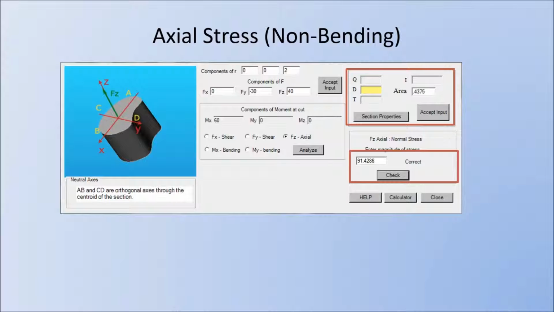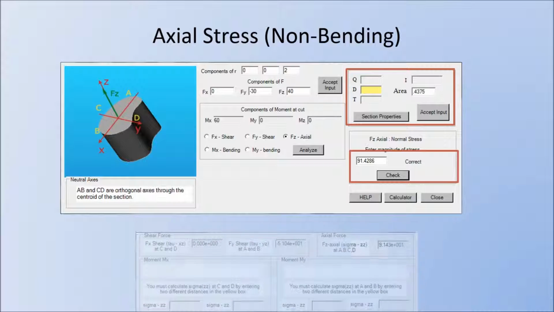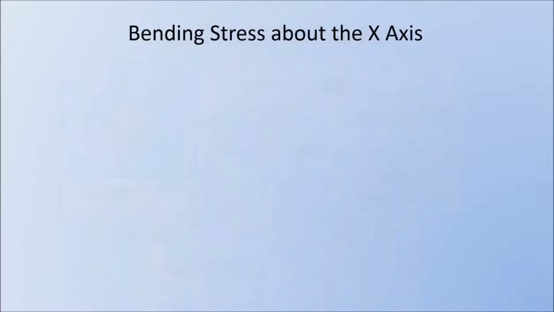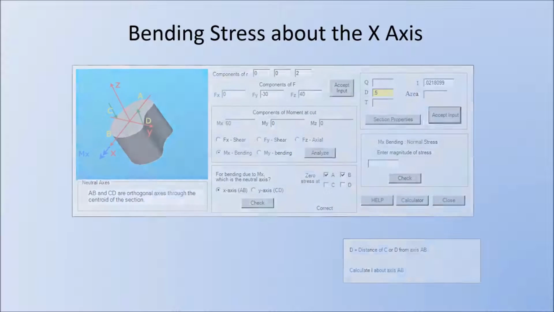The next thing we do is enter in the magnitude of the stress, which for this problem is 91.42 psi, and then hit check. It'll tell us correct, and it will update our answers box with the axial stress. We're now going to take a look at the bending stresses. We're going to start with the bending stress about the x-axis.